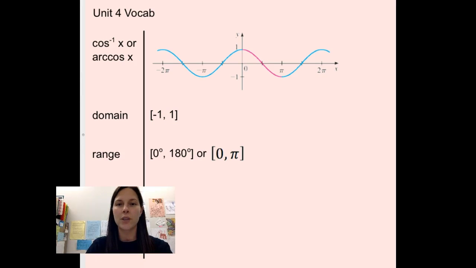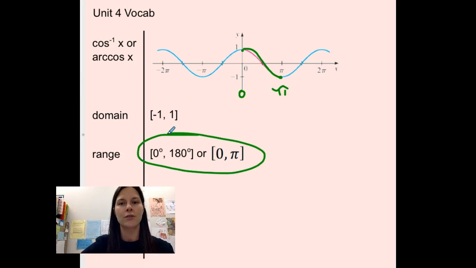We have the same problem with the cosine function. It does not pass the horizontal line test, so we restrict part of the domain because our cosine function does not start and stop in the same place our sine function does. This inverse has a different range. It goes from 0 to pi if you are in radians, or from 0 to 180 degrees. But it does have the same domain. Both sine and cosine will only give you outputs from -1 to 1, so those are the only values you can put into the inverse function.